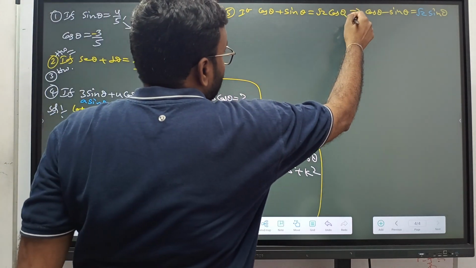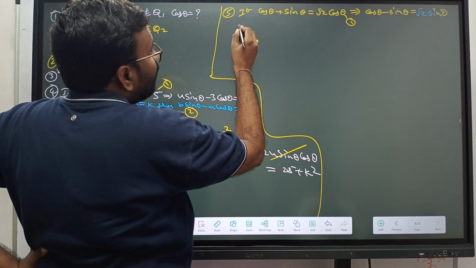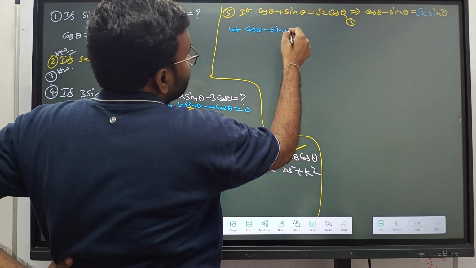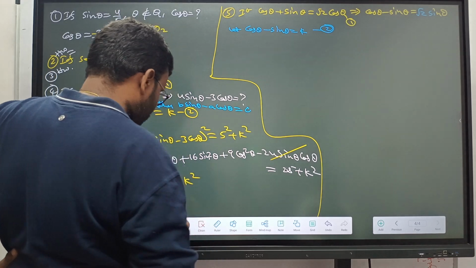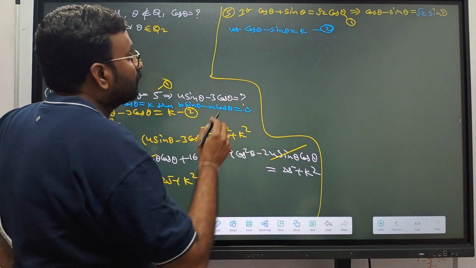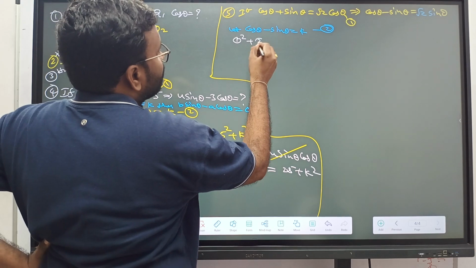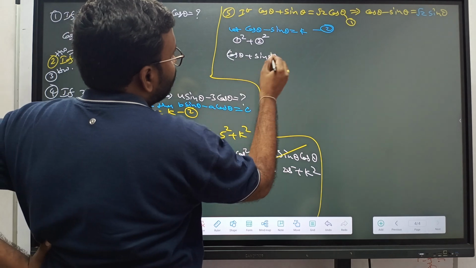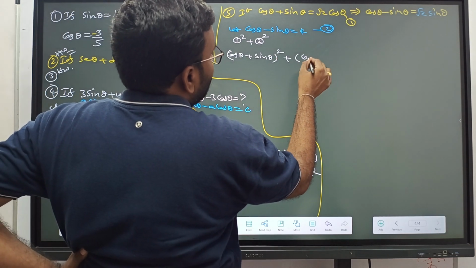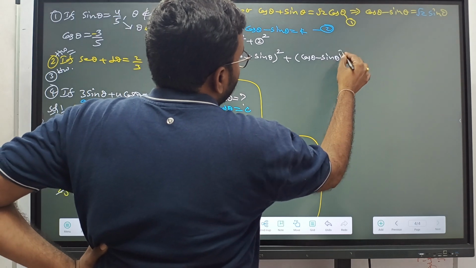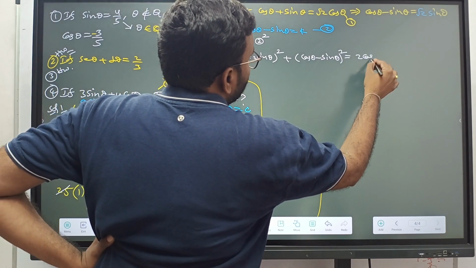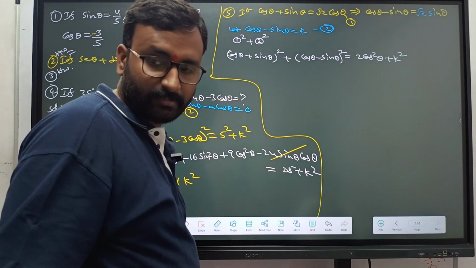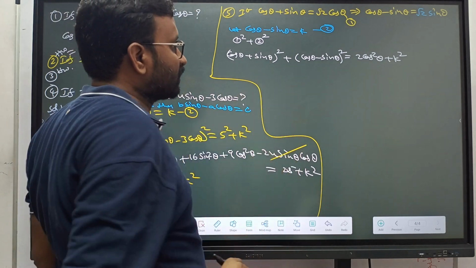This is equation number 1. Let cos theta minus sin theta equal k. Equation number 2. Then 1 square plus 2 square: cos theta plus sin theta whole square plus cos theta minus sin theta whole square is equal to 2 cos square theta plus k square. Root 2 will be 2, cos will be cos square and k will be k square. This is the a plus b whole square plus a minus b whole square formula. Right?